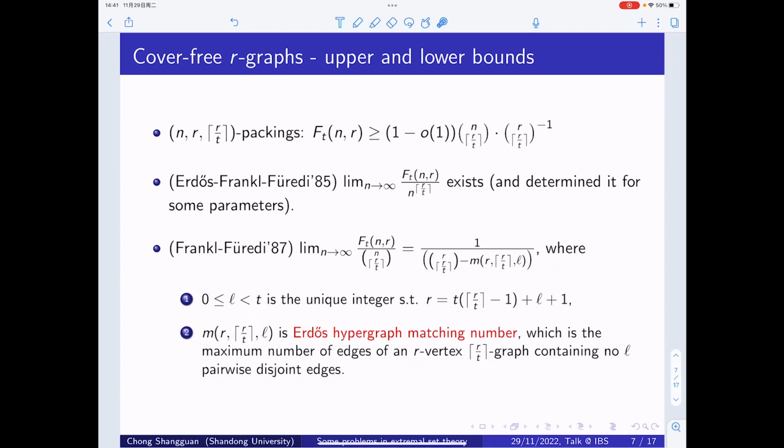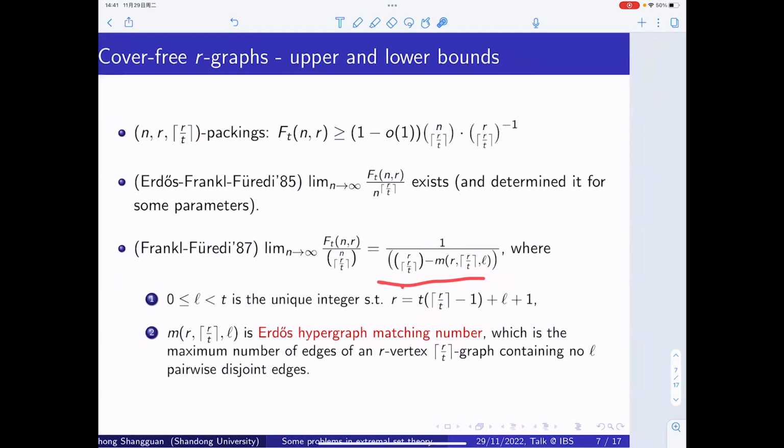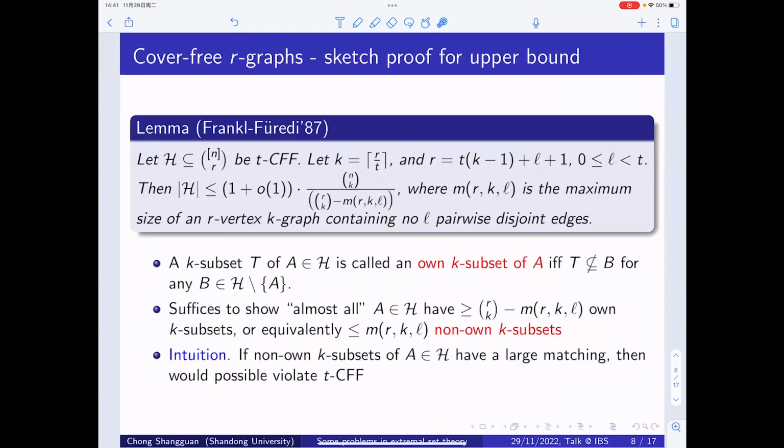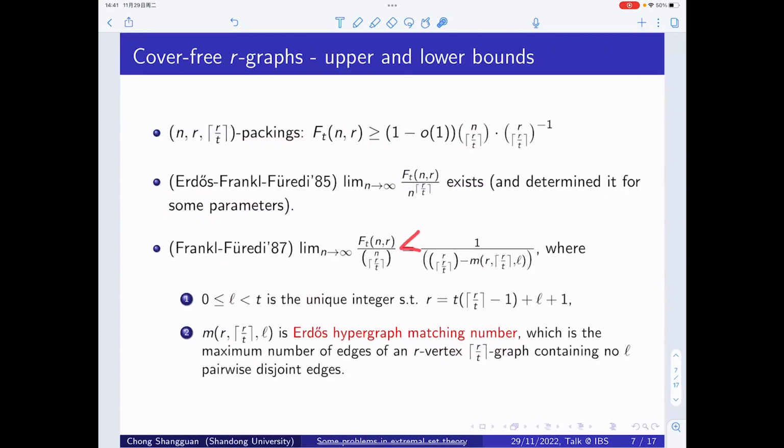So Frankl and Füredi showed an interesting connection between cover-free hypergraphs and this hypergraph matching number. So I think it's a very clever connection. And here, l is some integer that is uniquely determined by r and t. This is not important because it's uniquely determined. So let me say a few more words on Frankl and Füredi's result. I will try to sketch a proof for the upper bound here. So I want to show the upper bound holds.